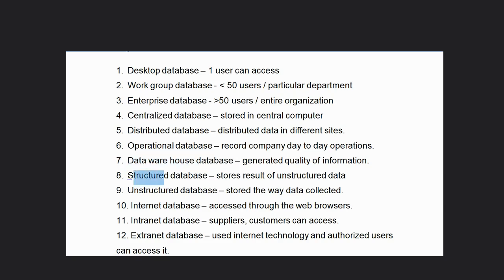Next, structured database means the result of formatting unstructured data. Unstructured database means this database contains the data as it is collected, in unformatted form. Next, internet database means this database can be accessed by users using web browser interfaces on the screen. Next, intranet database means this database is accessed only by authorized persons within an organization, for example suppliers and customers. Next, extranet database means this database uses internet technology, so only authorized persons can access the database. Thank you.